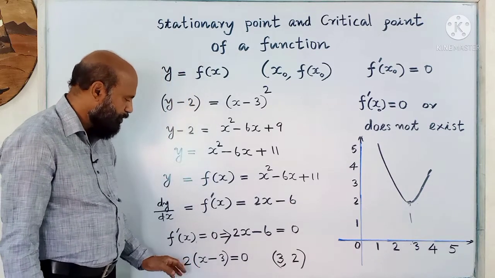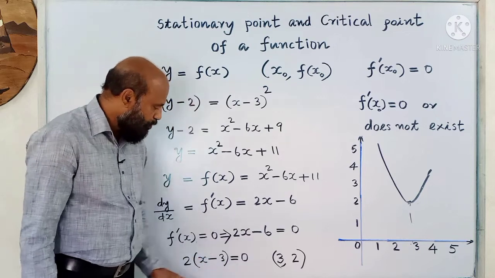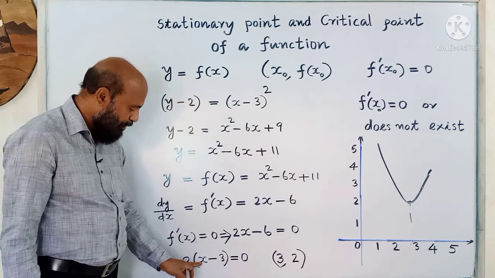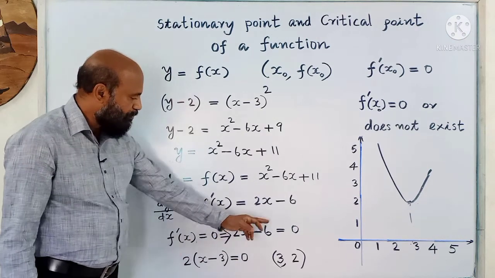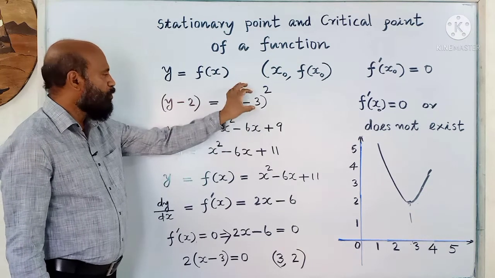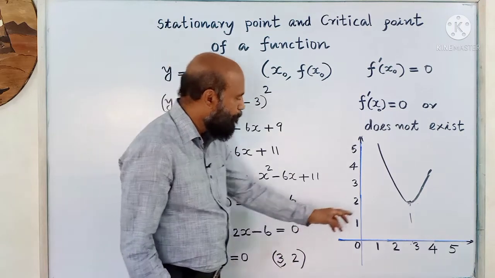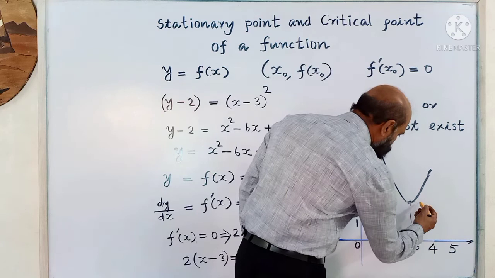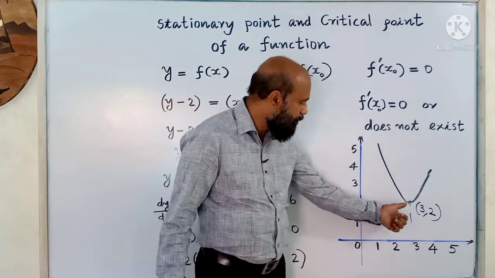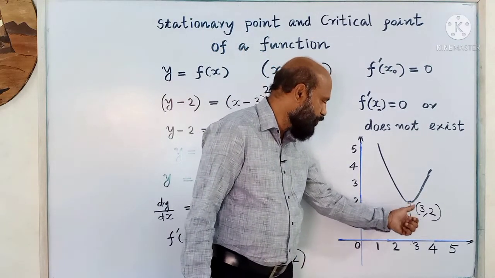So you can take a 2 outside. Now x minus 3 is equal to 0. That means x is equal to 3. When x is equal to 3, the first derivative is 0. Now you put x as 3 in the original equation, so 3 minus 3 is 0, so y minus 2 is 0. That means y is 2. So 3 comma 2 is a stationary point. Here the first derivative is becoming 0.